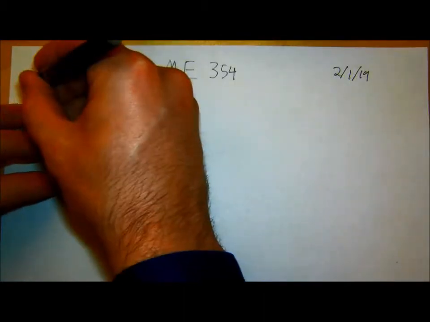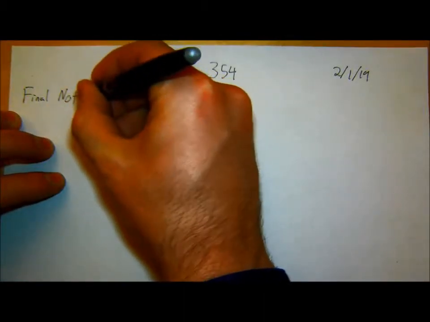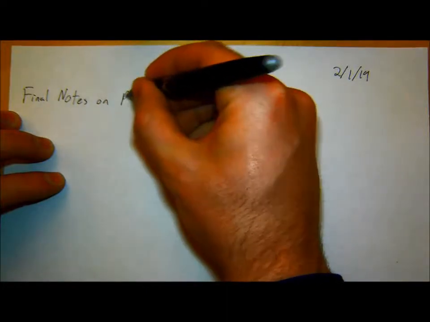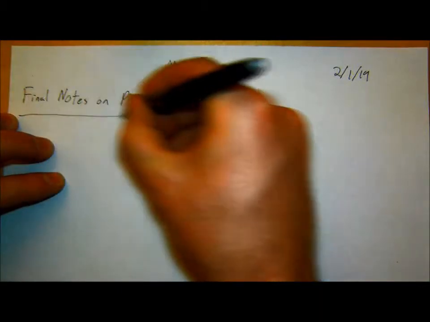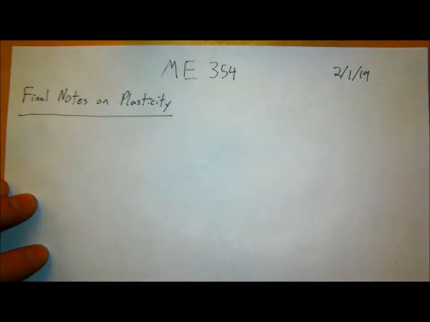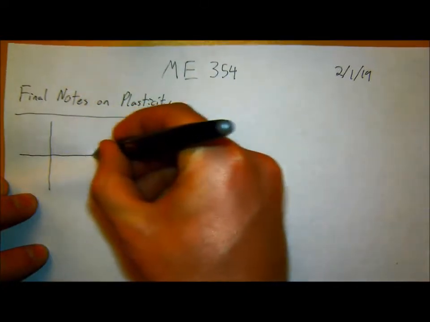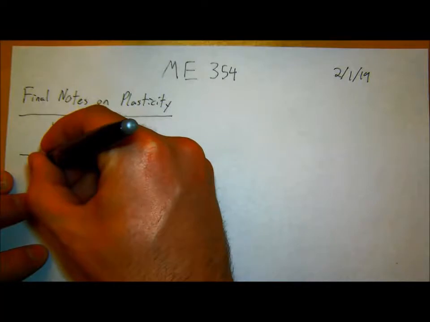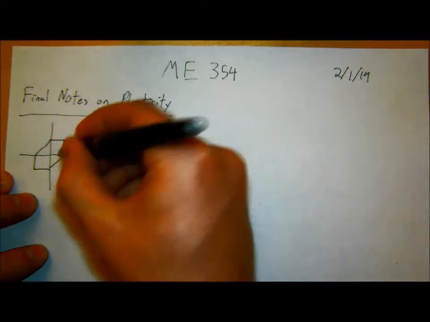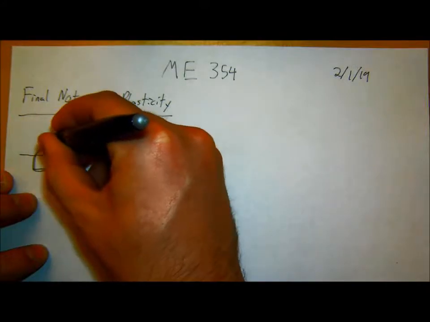So last week, last lecture, was on plasticity. I had shown basically the ones that you should know, and you should know the equations for: a Tresca condition and a von Mises condition, and shown the two failure surfaces for those.